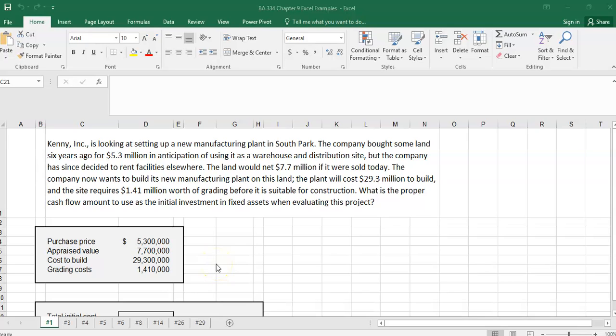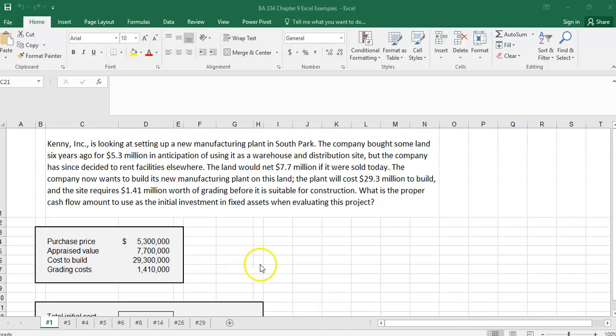In this video, we're going to go through examples for Chapter 9 for business finance. So in Chapter 9, we talked about how to calculate the incremental cash flows for a project in order to do the capital budgeting assessment that was covered in Chapter 8. So we're going to look at information and then calculate.